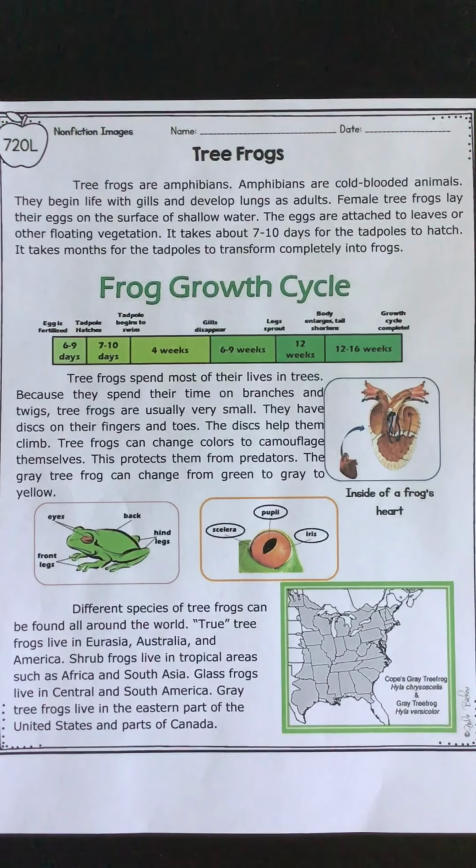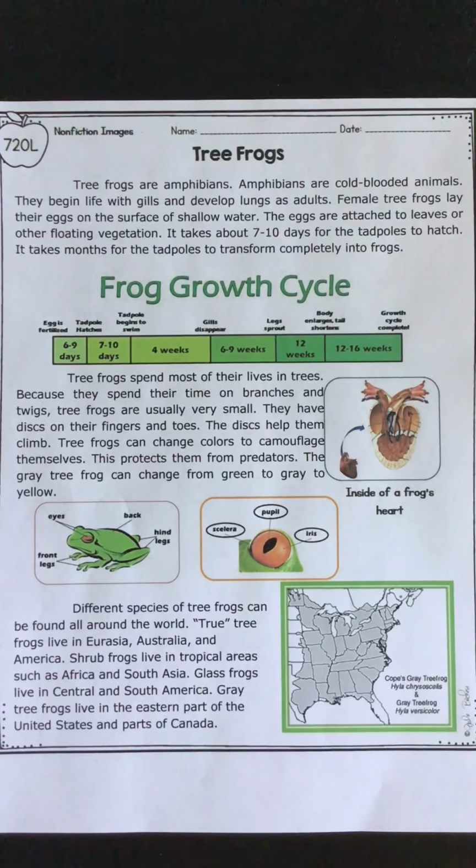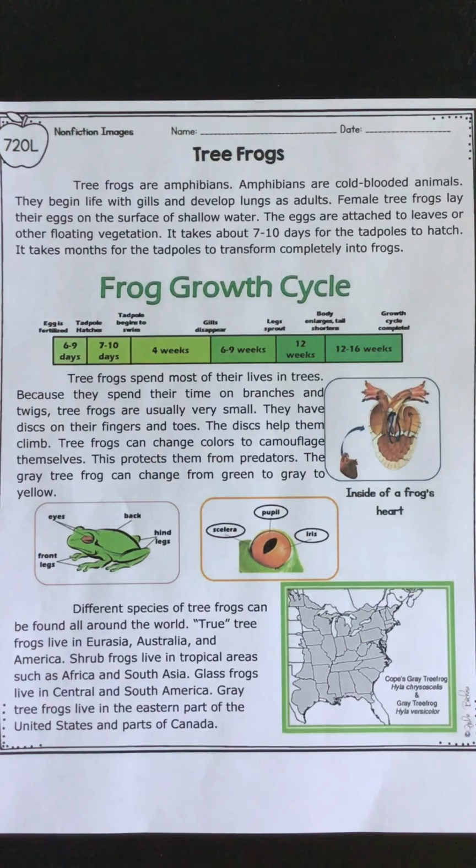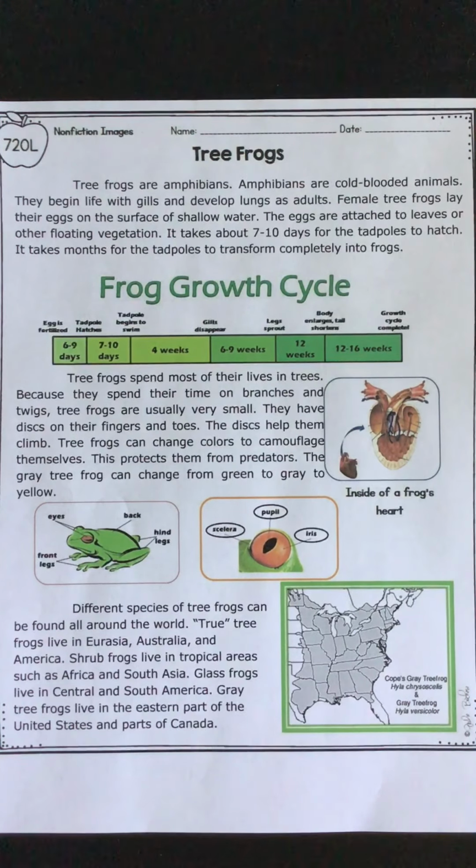Different species of frogs can be found all around the world. True tree frogs live in Eurasia, Australia, and America. Shrub frogs live in tropical areas such as Africa and South Asia. Glass frogs live in Central and South America. Gray tree frogs live in the eastern part of the United States and parts of Canada.